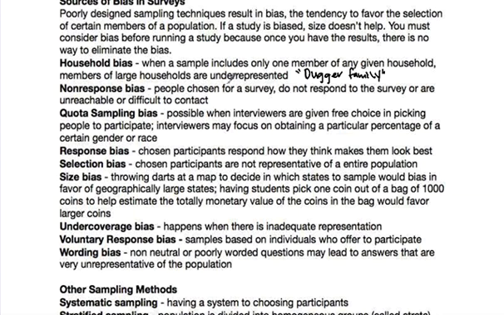Non-response bias. People chosen for a survey do not respond to the survey, or they're unreachable or difficult to contact. So this would be like if you sent out surveys in the mail.